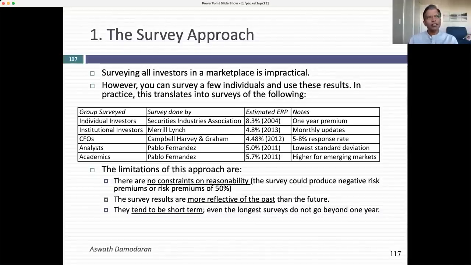It's a survey. The second is Merrill has been surveying institutional investors, much smaller subset, clearly controlling a lot more money. And they do it, I think, every quarter. And their number, the 4.8% you see there for 2013, barely budges over time. Institutional investors seem to be a very inertia-bound bunch. They give you the same number. Campbell Harvey and John Graham, who teach at Duke, do a survey of CFOs. A very different universe, right? You're asking CFOs, in your companies, what are you using as an equity risk premium to come up with hurdle rates? And they've been updating that number off and on. You can get the most updated number on my website.